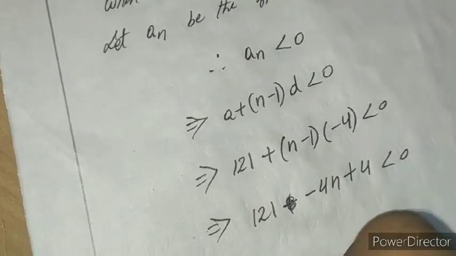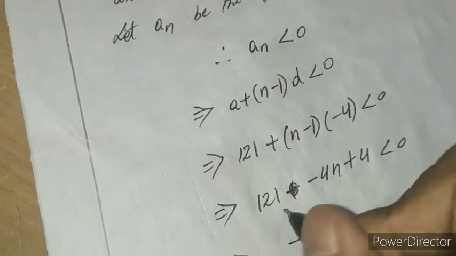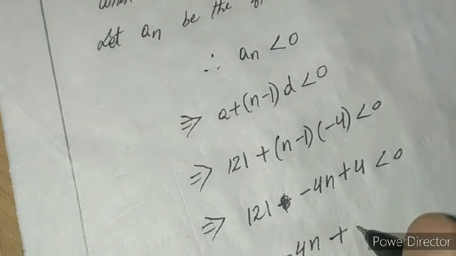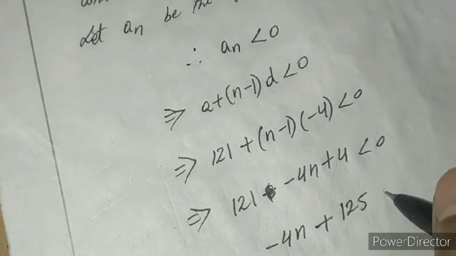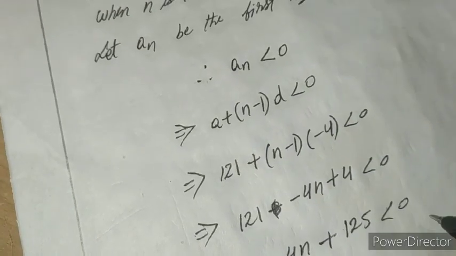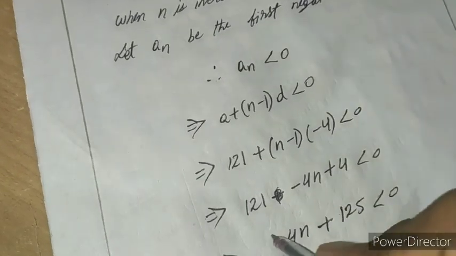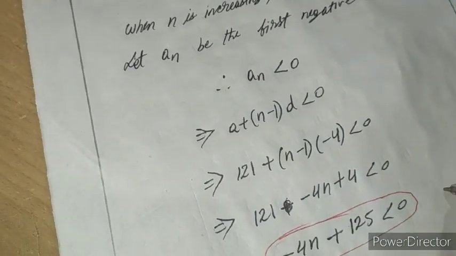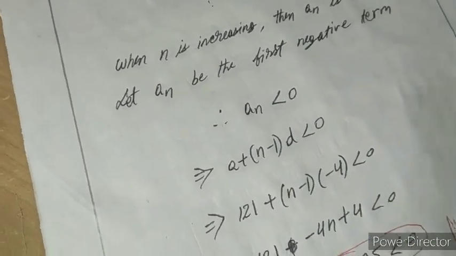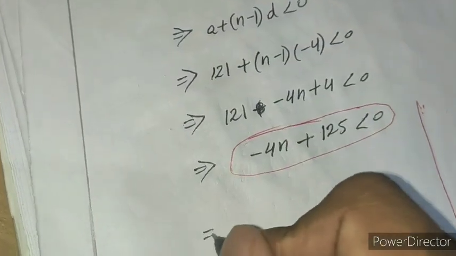Minus 4n plus 125 is less than 0. Now after this step, circle this step in your copy with pencil, and from here I will show you two methods. So it is very compulsory to know the inequalities.